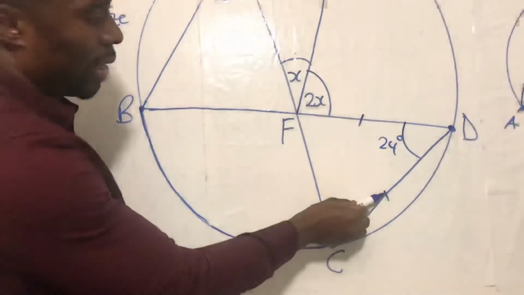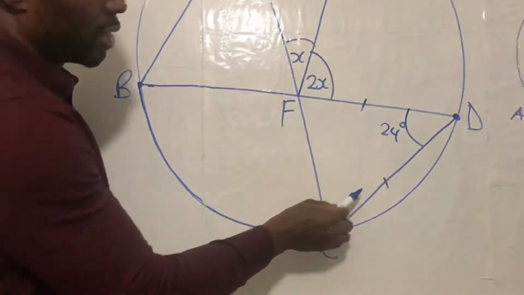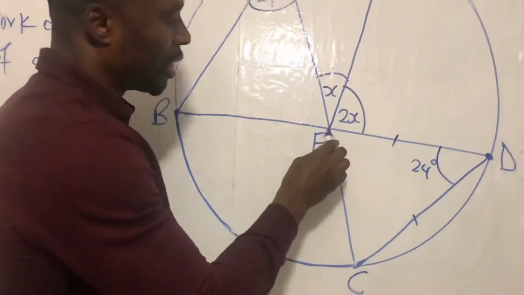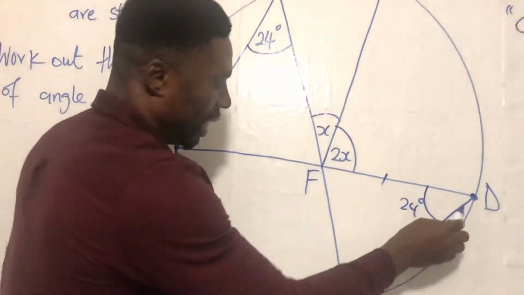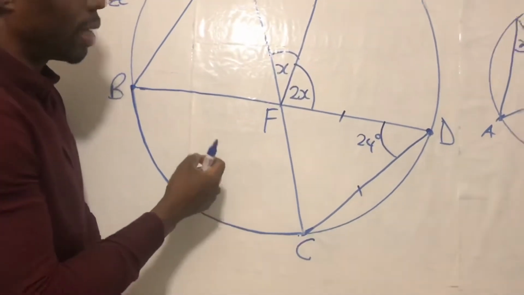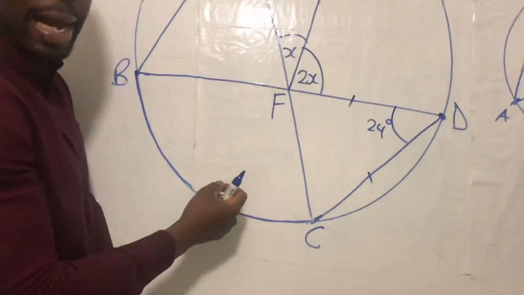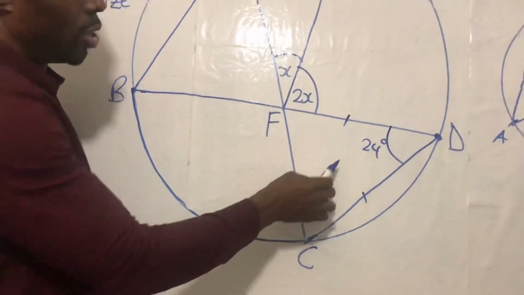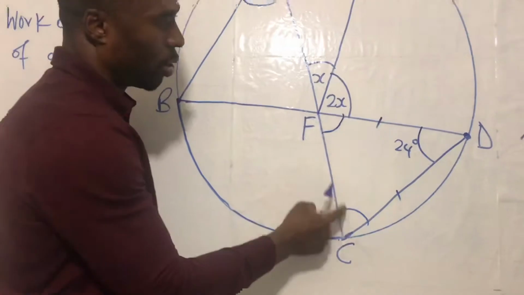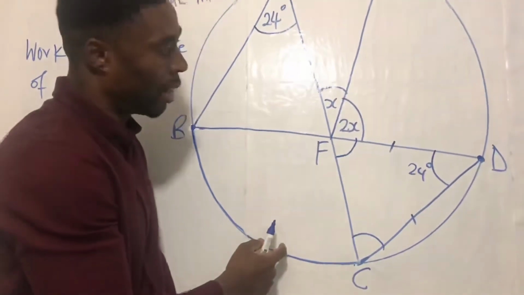We've been given these little lines here. This simply means this length is the same as that length. Therefore, that makes this triangle FDC an isosceles triangle. We know that in a triangle, the angles add up to make 180. So this angle over here will be the same as this angle here because the triangle is an isosceles triangle.